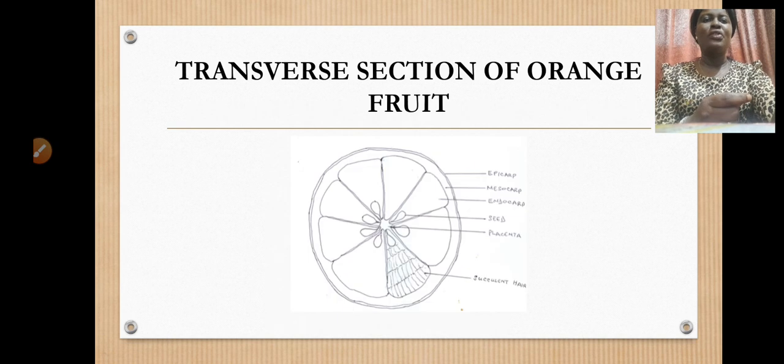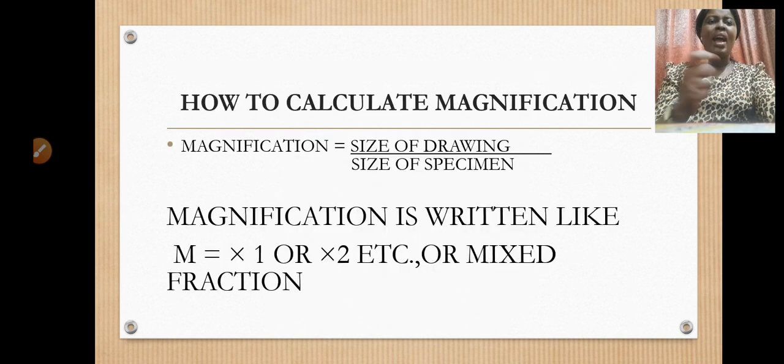Now, how do we calculate magnification? Magnification simply is size of drawing over size of specimen. And magnification should be written like ×1 or ×2 or mixed fraction.